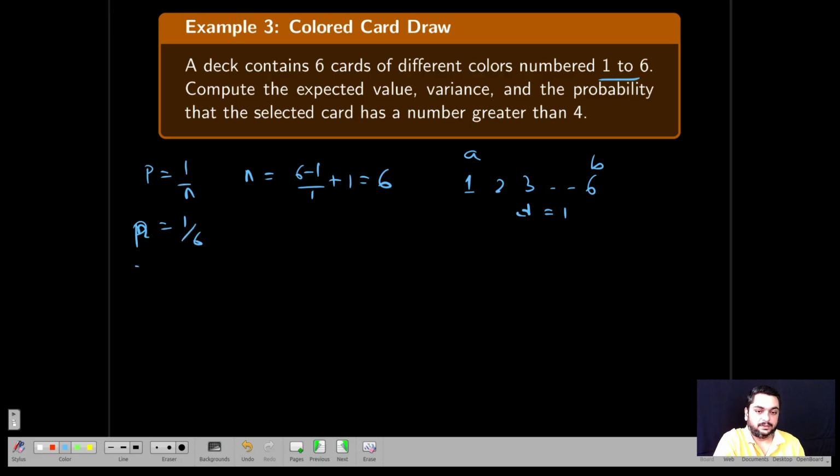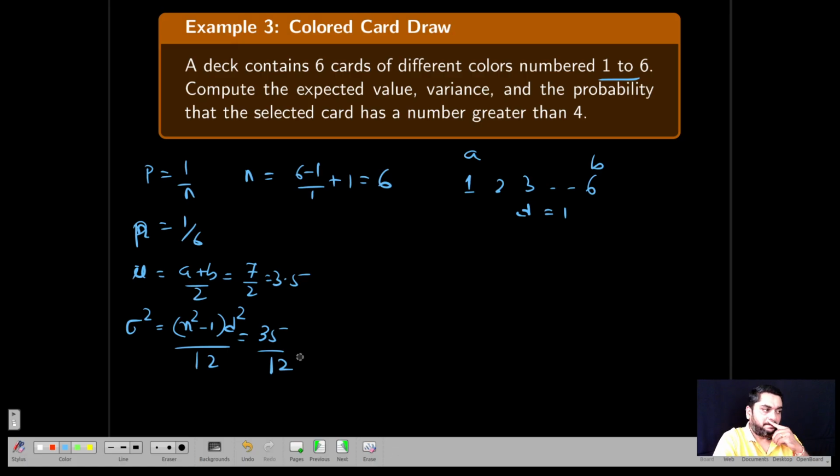You find mu is equal to (a plus b) by 2. So this comes out to be, what is a? 1. b is 6. So 7 by 2, which is 3.5. Then sigma square is equal to (n square minus 1) times d square, by 12. What is n? n is 6, so 36. 36 minus 1 is 35. d is 1. So 35 by 12. Okay.